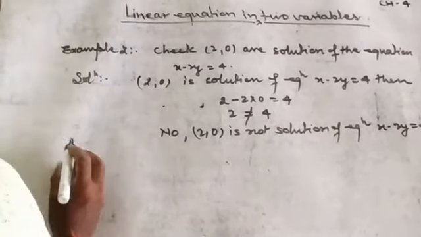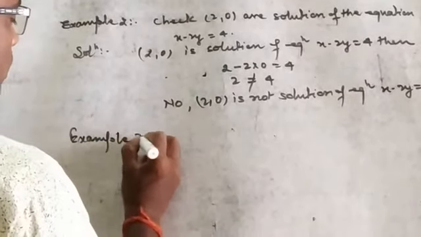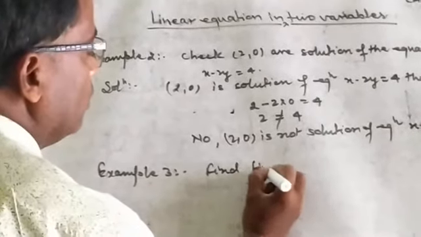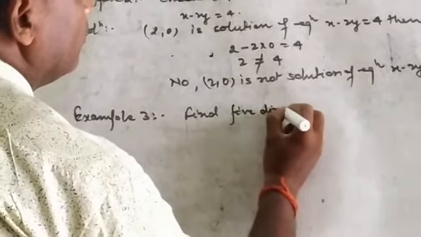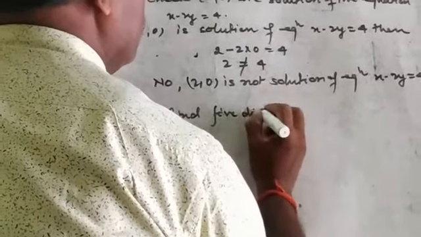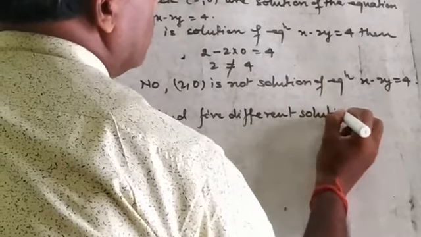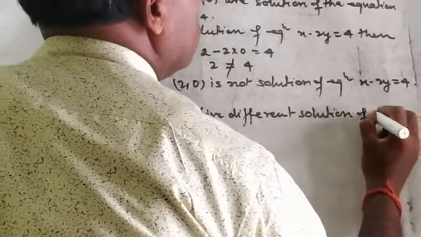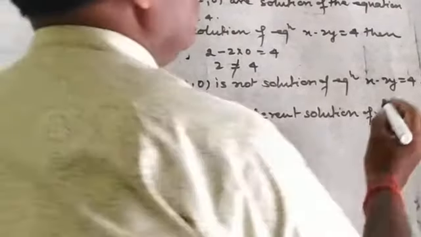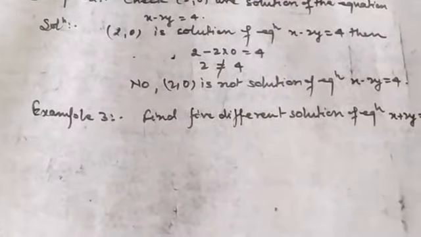Next, example number 3. Example 3. Find 5 different solutions of the equation x plus 2y is equal to 6. 5 different solutions. Solution, all of you see here.